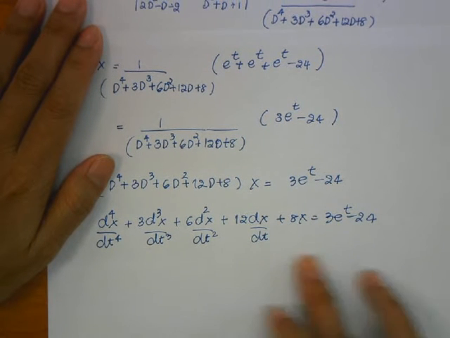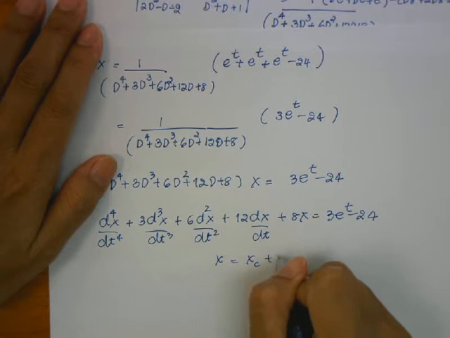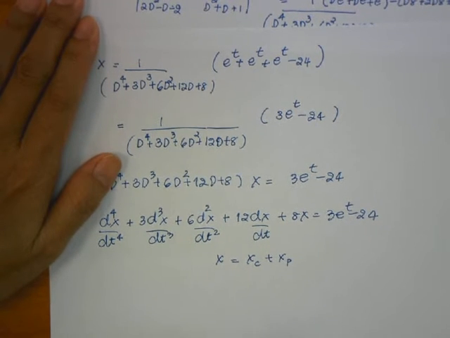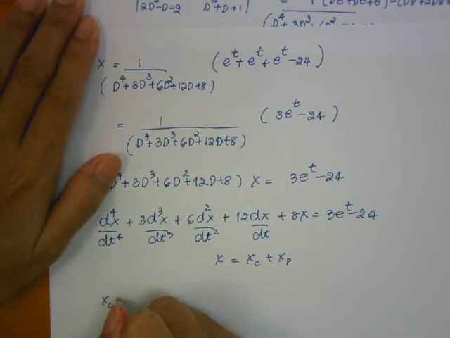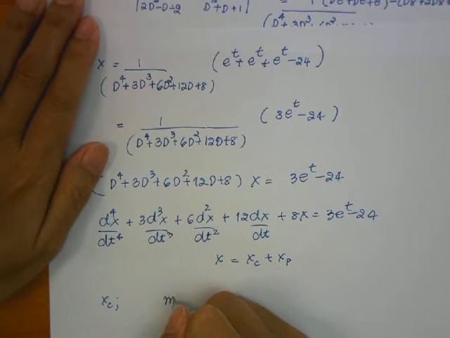It is a non-homogeneous differential equation, so your x is a combination of xc and xp. To find xc, you have to write down the characteristic equation, and the characteristic equation of this differential equation is this.